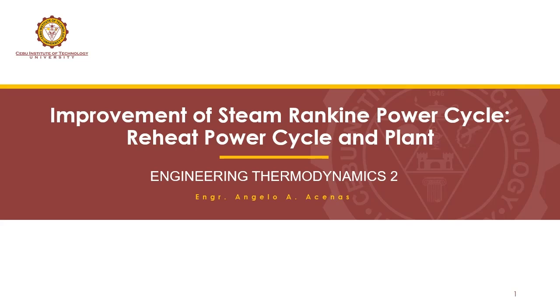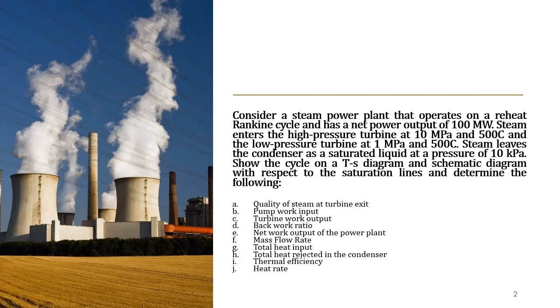Welcome to this lecture on the improvement of the steam Rankine power cycle, the reheat power cycle and plant. Consider a steam power plant that operates on a reheat Rankine cycle and has a net power output of 100 megawatts. Steam enters the high pressure turbine at 10 megapascal and 500 degrees Celsius, and the low pressure turbine at 1 megapascal and 500 degrees Celsius.